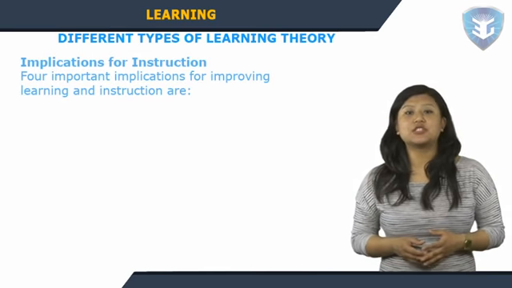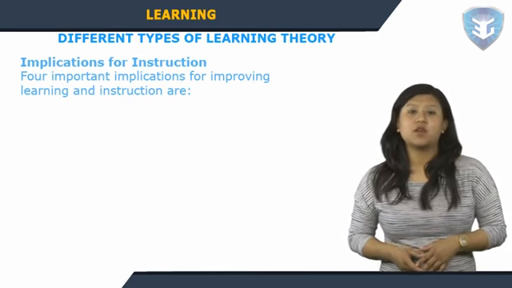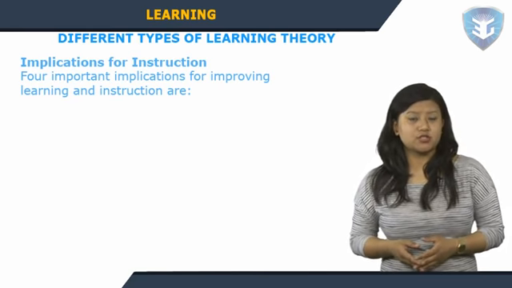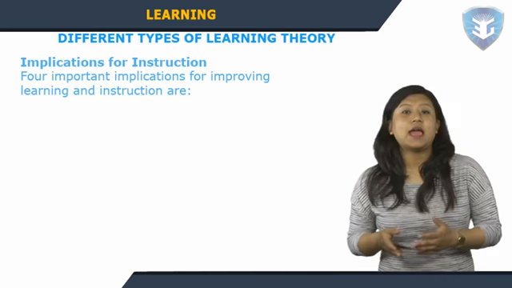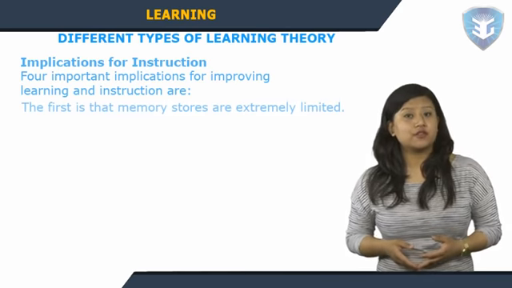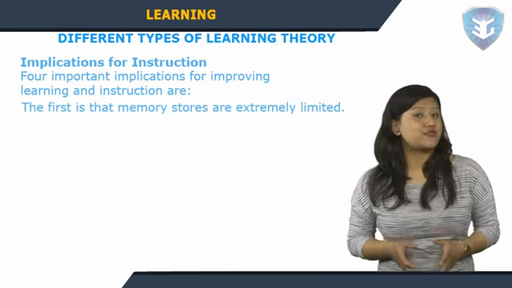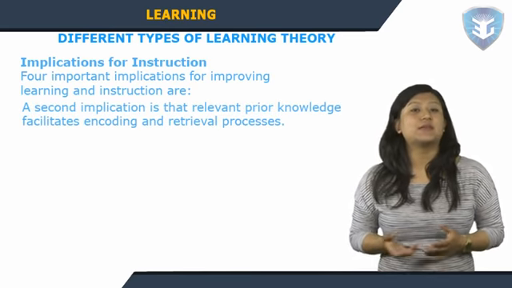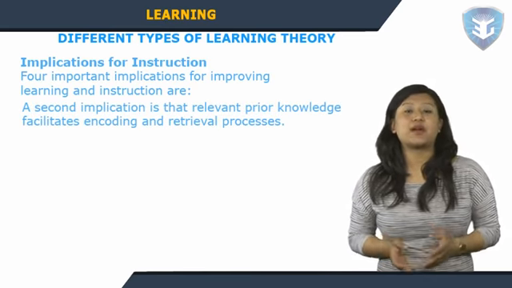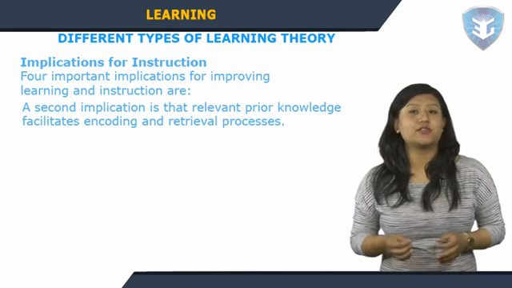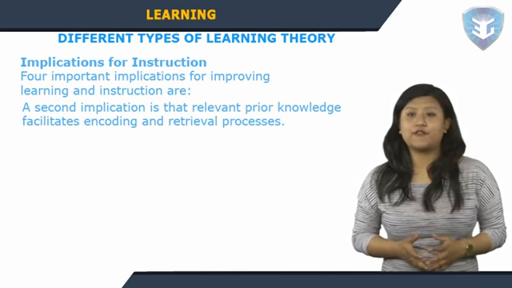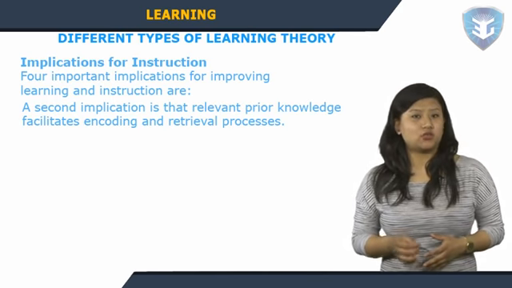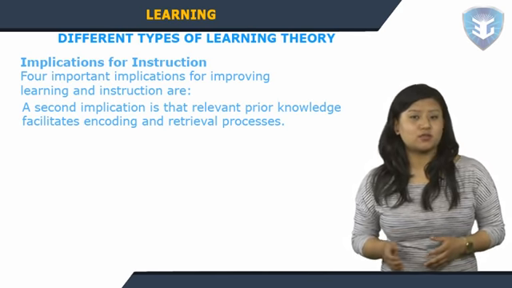The implications for instruction. The information processing model provides four important implications for improving learning and instruction. The first is that memory stores are extremely limited in both sensory and working memory. A second implication is that relevant prior knowledge facilitates encoding and retrieval processes. Highly effective learners possess a great deal of organized knowledge within a particular domain, such as reading, mathematics, or science.